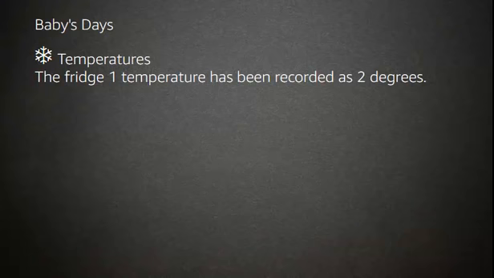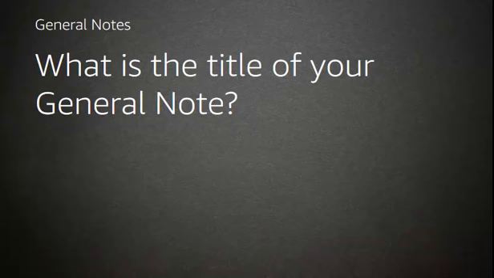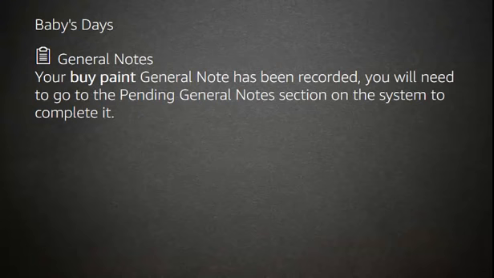We can ask Alexa to record a general note. Alexa, ask Baby's Days to record a general note. What is the title of your general note? Buy paint. What is the description of your general note? Please keep this below 20 words. I've run out of blue, green and red poster paint. Get some when next in town. Your buy paint general note has been recorded. You will need to go to the pending general notes section on the system to complete it.